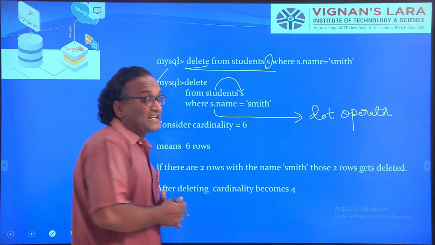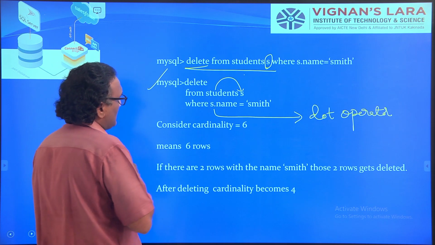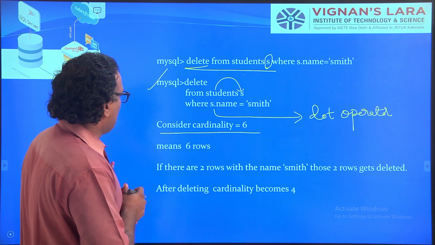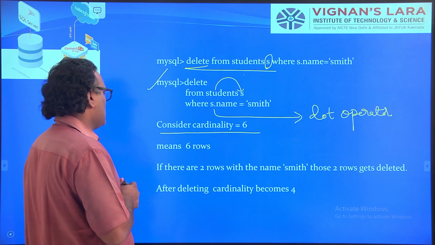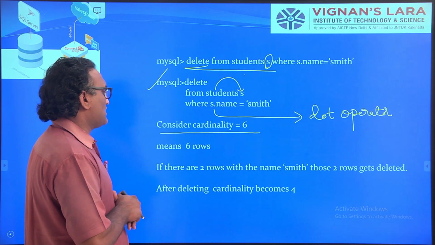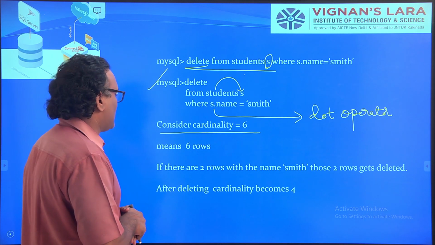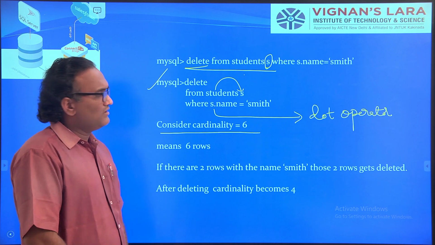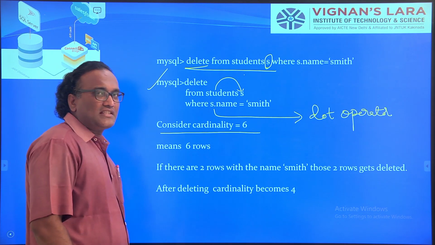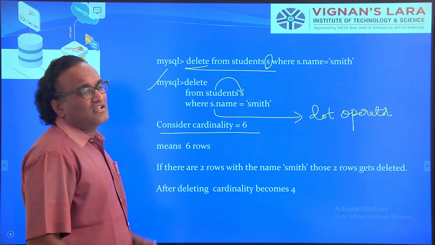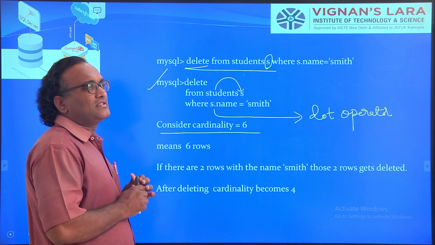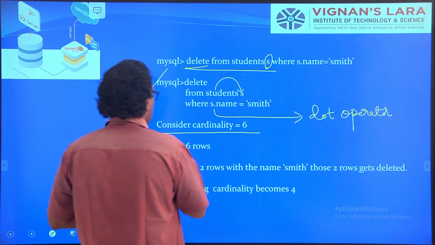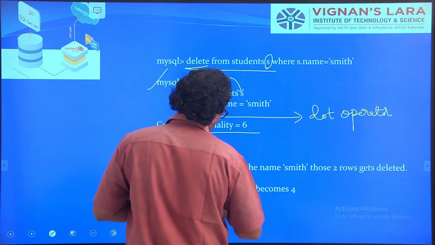So how can you say that technically? Suppose consider the cardinality 6. Cardinality 6 means 6 rows. If there are 2 rows with the name Smith, those 2 rows get deleted. After deleting, your cardinality becomes 4. Earlier the cardinality is 6, and in your table there are 2 rows with the name Smith. Now your cardinality becomes 4. This is very, very important.